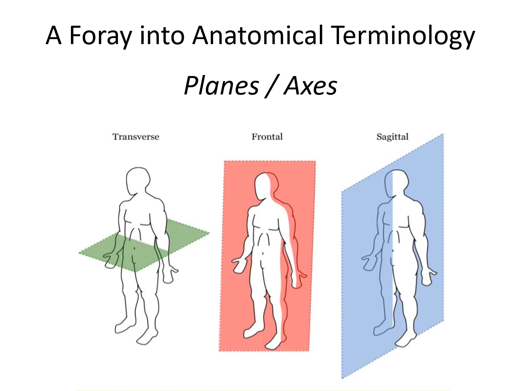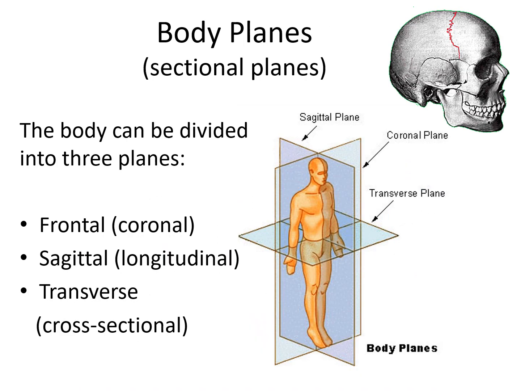But realize that we have three planes of section because we have, of course, three dimensions. We're three-dimensional objects. So we have transverse, we have frontal, and we have sagittal. Again, the body can be divided into these three planes because we're three-dimensional objects. We have the frontal, sagittal, and transverse.